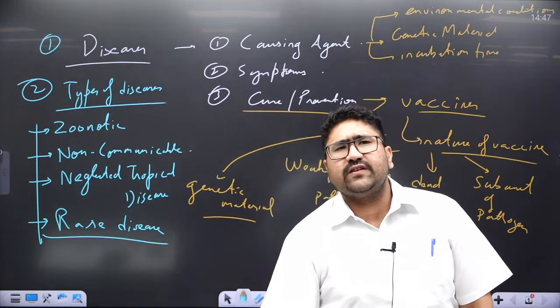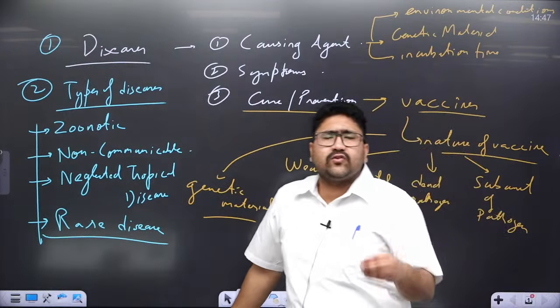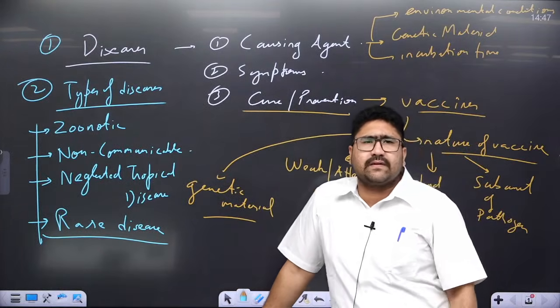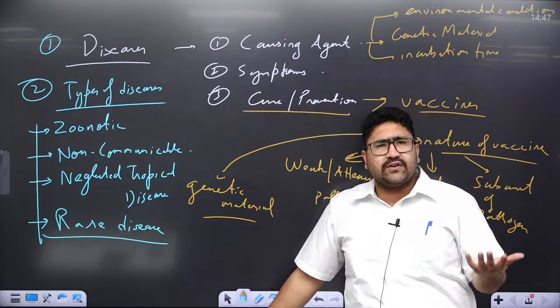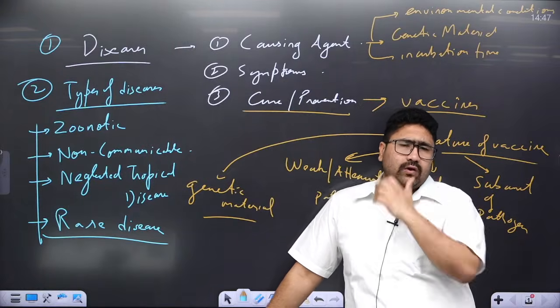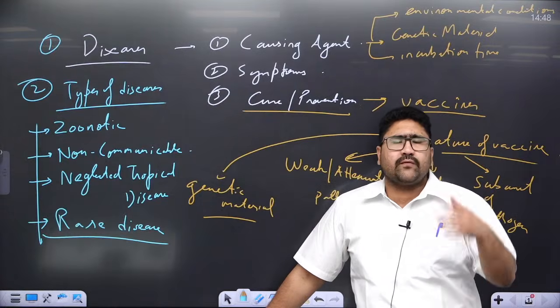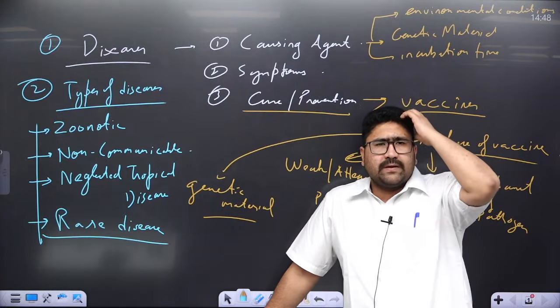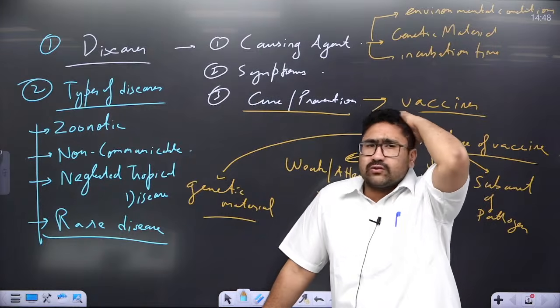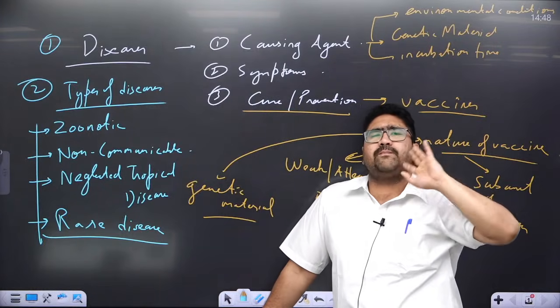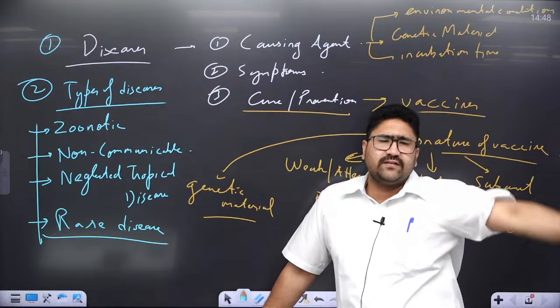What happens in these regions? There is high insolation, there is high incoming sunlight, so there is high temperature, and there is also high rainfall. So in the presence of moisture and temperature, it becomes easier for the pathogens to grow. Since it becomes easier for the pathogens to grow, therefore tropical regions are considered to be prone to higher diseases.